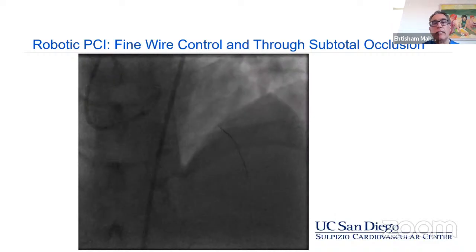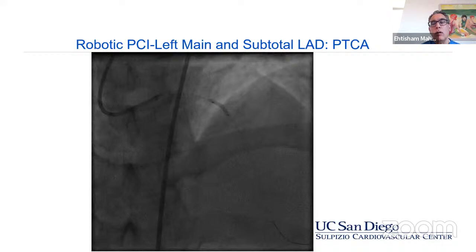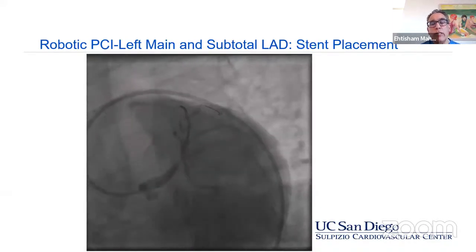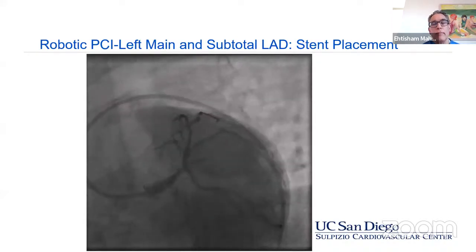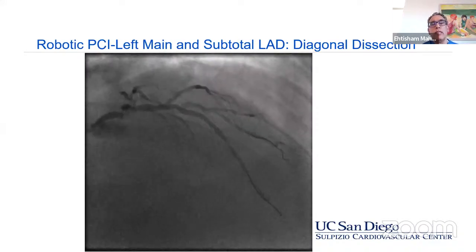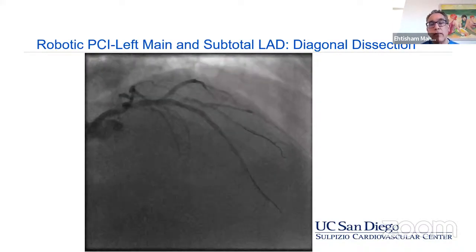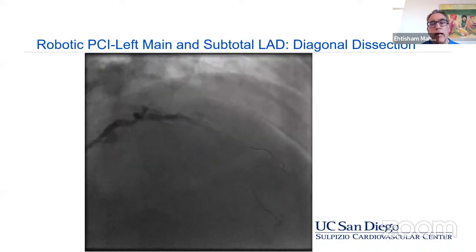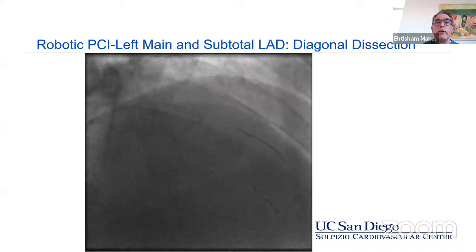I was able to cannulate through that mid-LAD subtotal, dilated and robotically placed a wire into the diagonal. And now we have a stent in the mid-LAD. Deploy that stent. After we deploy the stent, next what you see is that there's likely something going on in the distal LAD. This is just a puff beyond the stent edge. But more importantly, look at the diagonal. The diagonal was likely dissected when it was originally being wired.